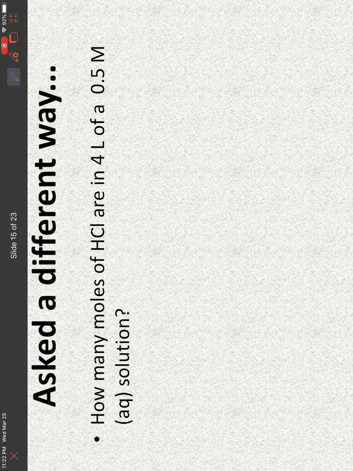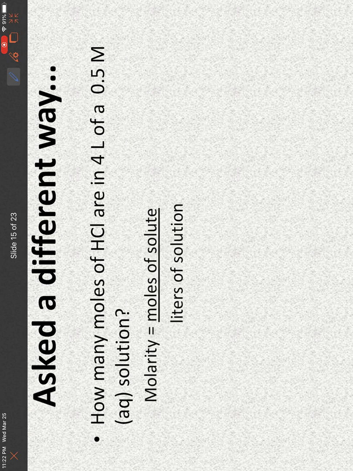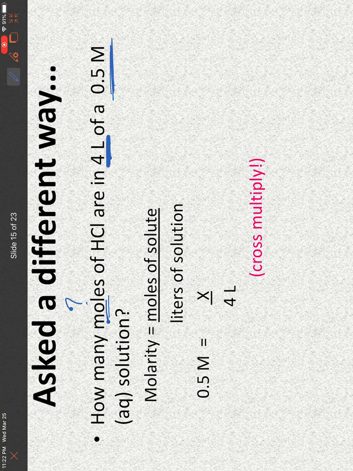Now, sometimes the question can be asked in a slightly different way. So this one says, how many moles of hydrogen chloride are in 4 liters of a 0.5 molar aqueous solution? So they're not asking for concentration here. They're asking for moles. So you're going to use the same formula because they're giving you the concentration and they're giving you liters, but they're asking how many moles you have.